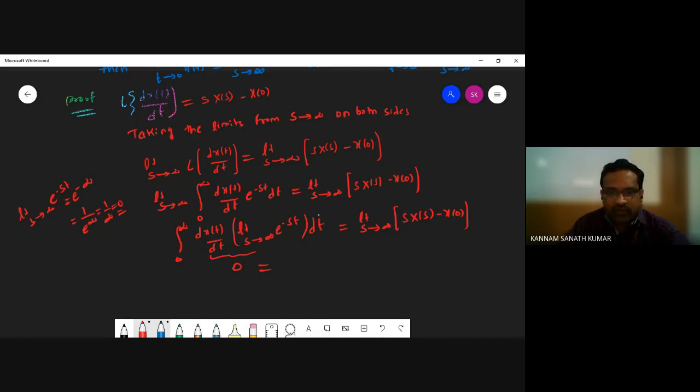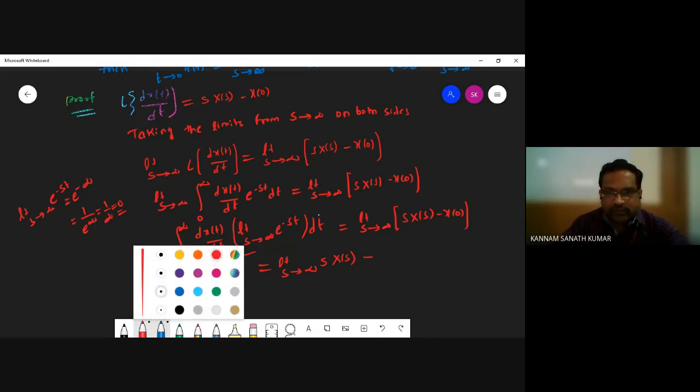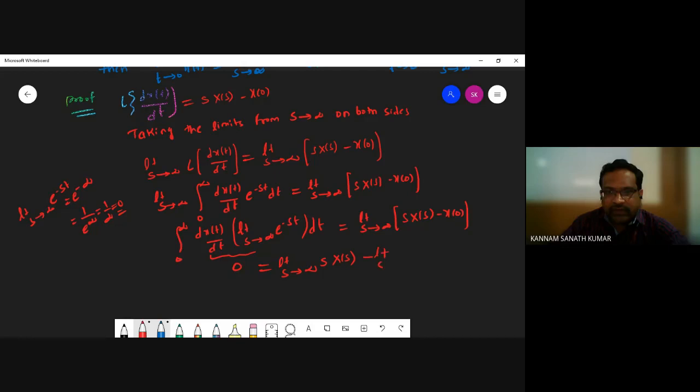So 0 equals the limit as s tends to infinity of s X(s) minus, anyway this is a constant. If you apply the limits, you will get the same value, that is x(0). Otherwise, we apply the limits over here: the limit as s tends to infinity of x(0).